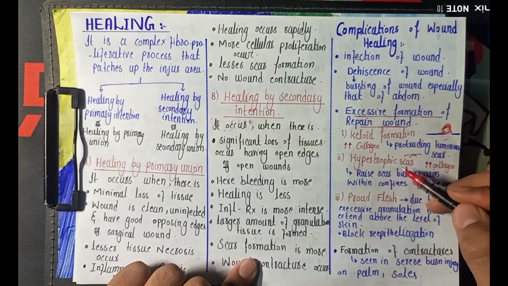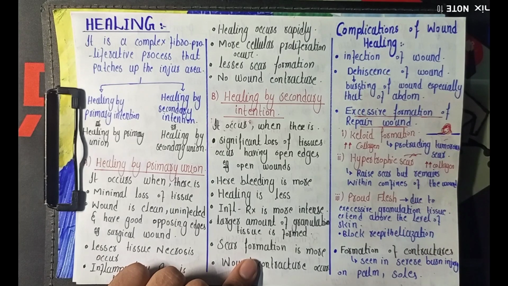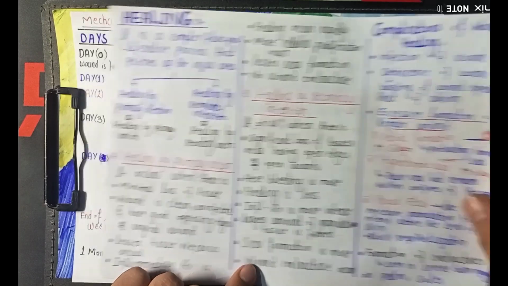So keloid and hypertrophic scar occur due to excessive collagen deposition, and the proud flesh occurs due to excessive granulation tissue. And the fourth one is formation of the contracture. So the contractures are seen in severe burn injury that are produced on the palms and the soles.